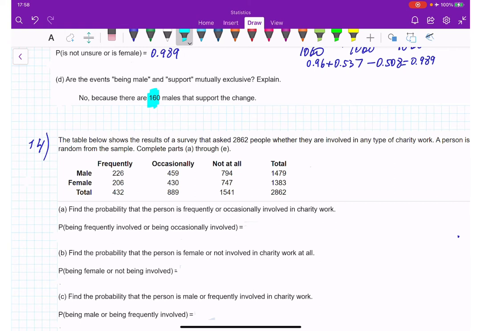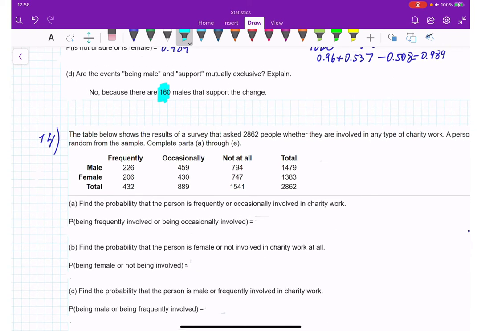So we're going to solve the question the same way. I'll just fly over real quick. So what do we have? Frequently involved, here it is, or occasionally involved. Because we have or, we need to add. So occasionally involved, here it is. As you can see, they are not overlapping, so we are not going to subtract anything.